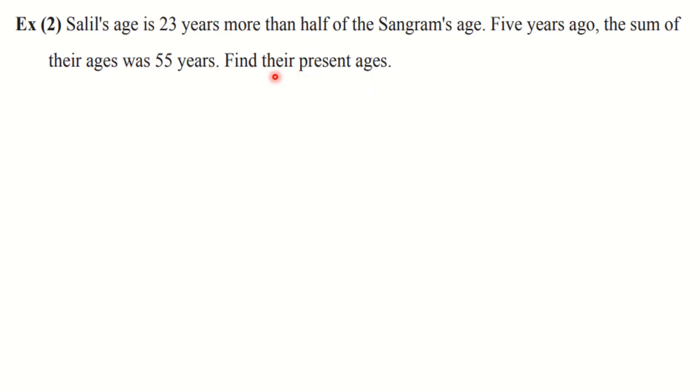Try to understand the question and then start solving it. Also, always take help of the last statement. Try to understand what you want to find, and by using that you have to assign the proper variable to the proper quantity. Like here we have to find out present ages of two persons, Sahil and Sangram. So we have to take their ages as x and y. We will assign variables x and y to their ages.